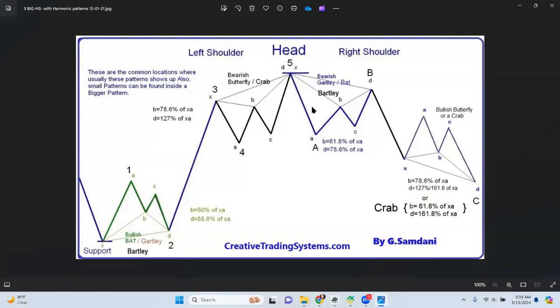Then reversal is like wave A, then B. This is where you see bearish Gartley, Bat, or Bertley, or just a straight down move, and then you see that 50% or 61% or 78% retracement before it drops more. So this is what we're having here. This is this drop here, and then A, B, C, and this is what you see here right now.